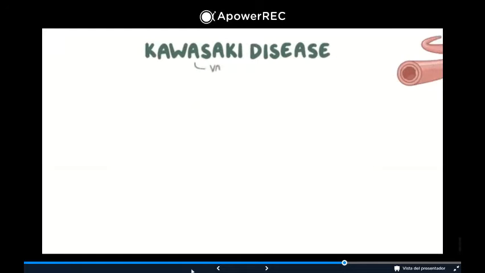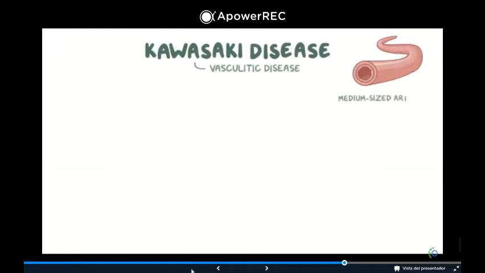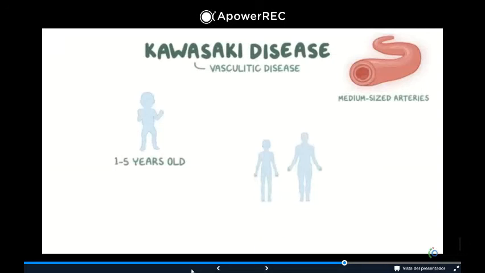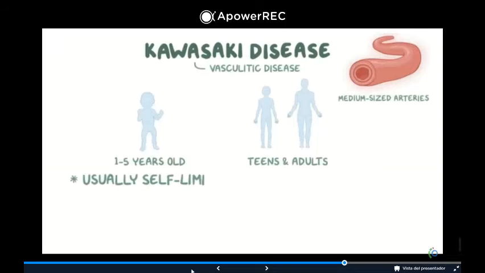Kawasaki disease is a vasculitic disease in which medium-sized arteries throughout the body become inflamed. It typically affects young children from 1 to 5 years old, but can sometimes affect teenagers and even adults. It's usually a self-limited condition.